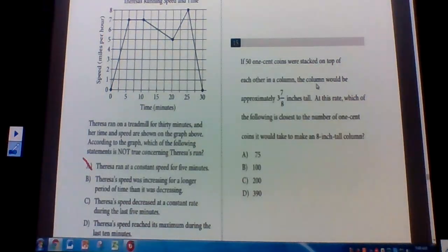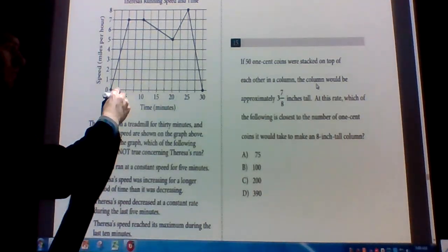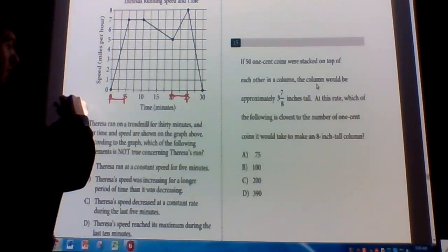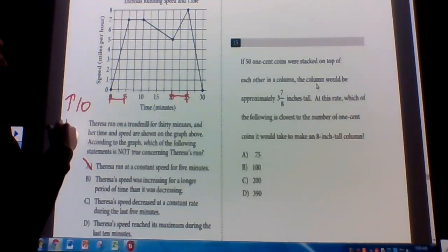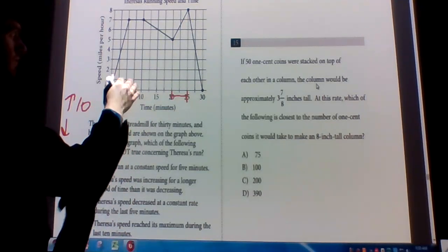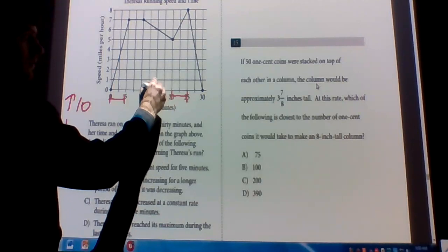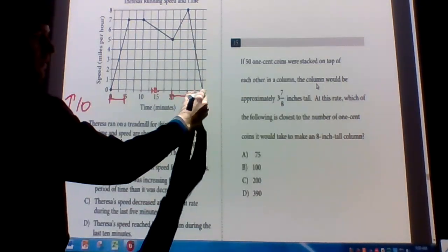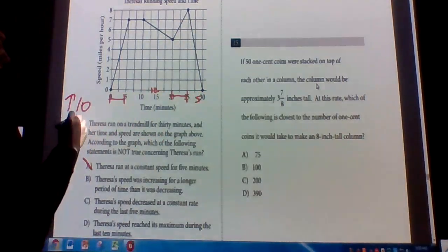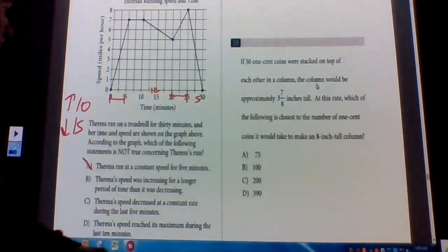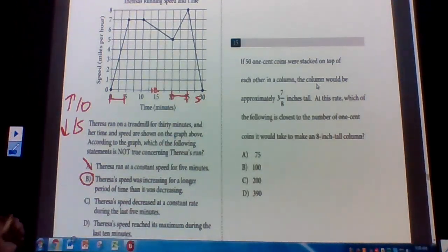Teresa's speed was increasing for longer than it was decreasing. Well, it was increasing from 0 to 5, and it was increasing from 20 to 25. That was a total of 10 minutes of increasing. She was decreasing from 5 to 20, that's 10 minutes. And then she was decreasing from 25 to 30, that's 5 minutes. So she was decreasing a total of 15 minutes. There was 10 minutes there, 5 minutes there. So that one's not true. That looks like a good answer.